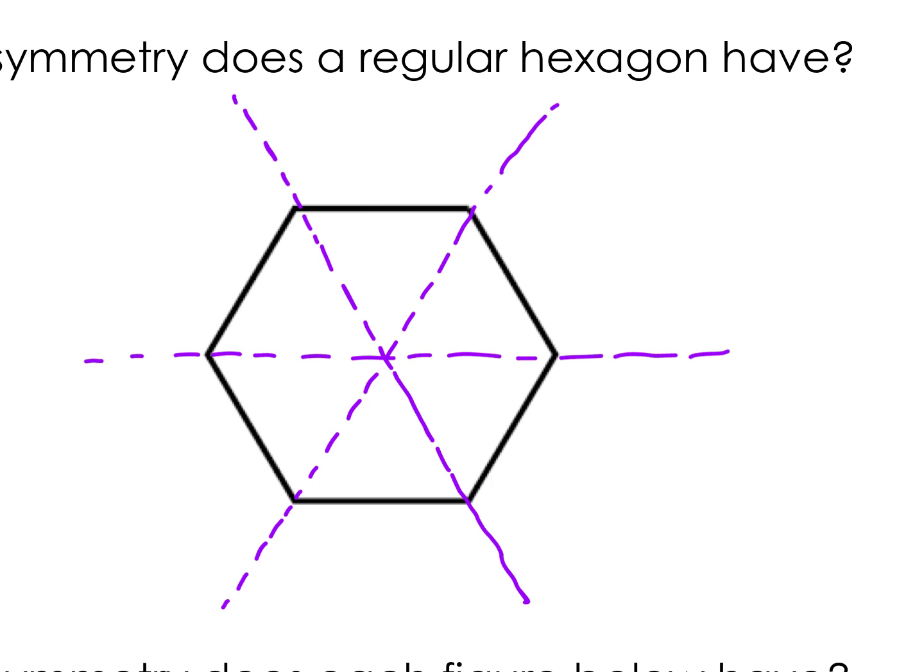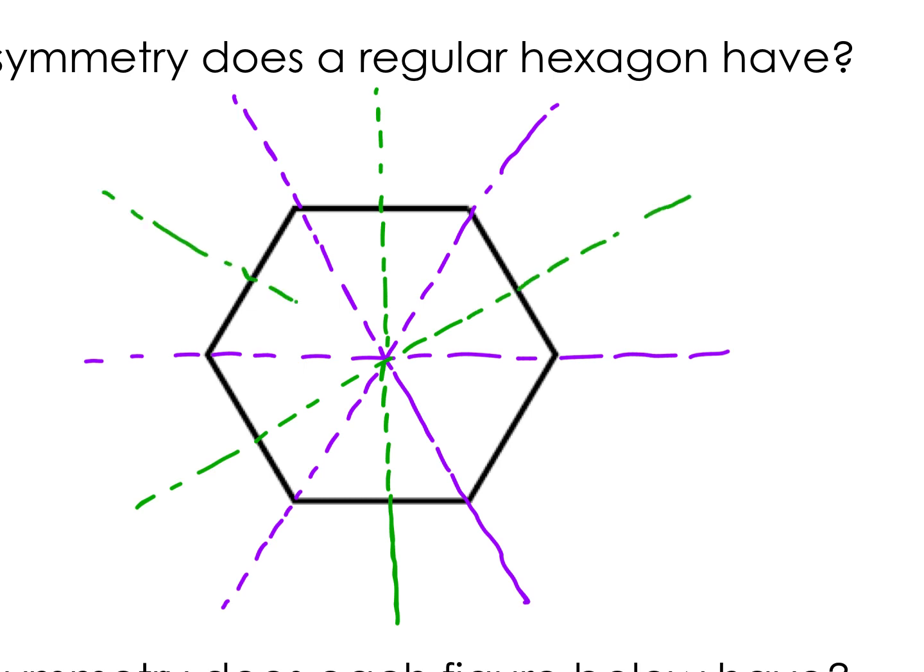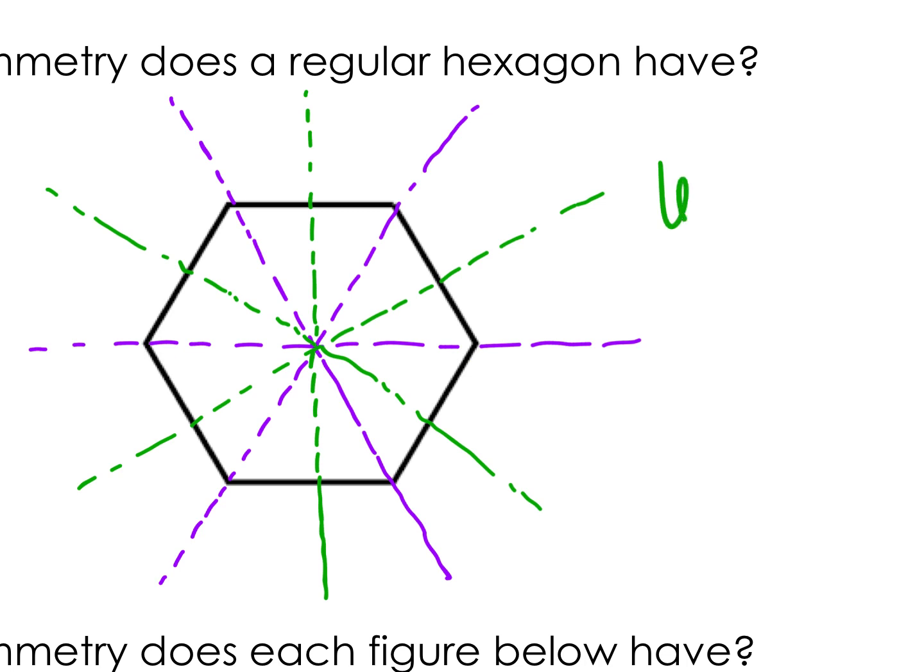And then you could also go through the midpoint of each of the sides. So if you folded it right down the center, that's another line of reflection. Could have folded it through those 2 midpoints. And again, here. So that accounts for 6 lines of reflection for that regular hexagon.